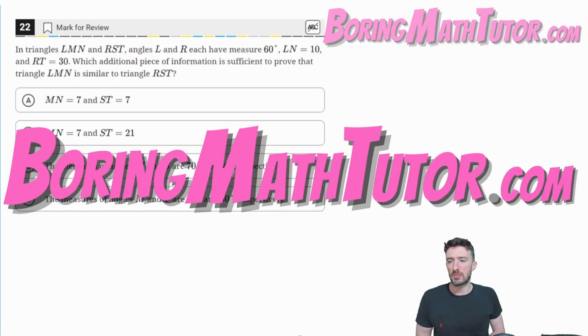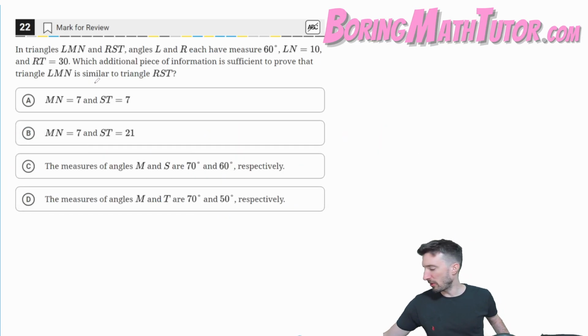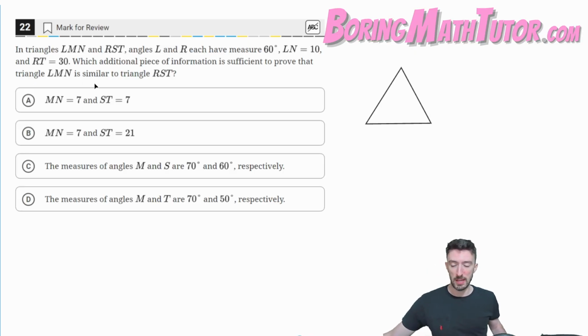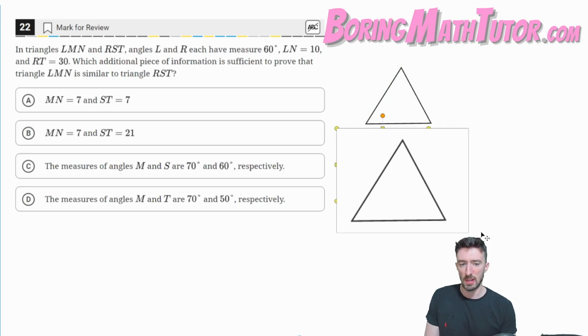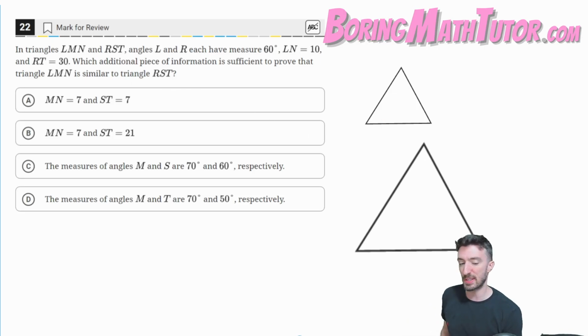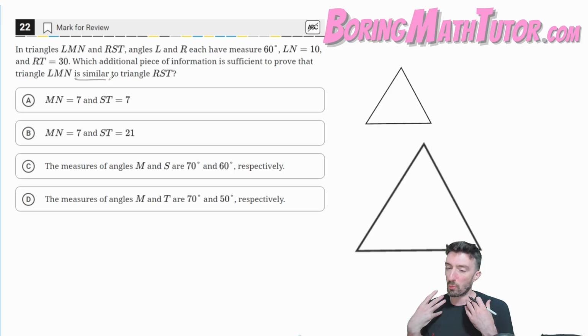We got ourselves a similar triangle problem. So the first thing we're going to need is a triangle. But because the 2 triangles are supposed to be similar, let's make another one that has the same shape but is just a little bit bigger. That is what similar triangles mean.